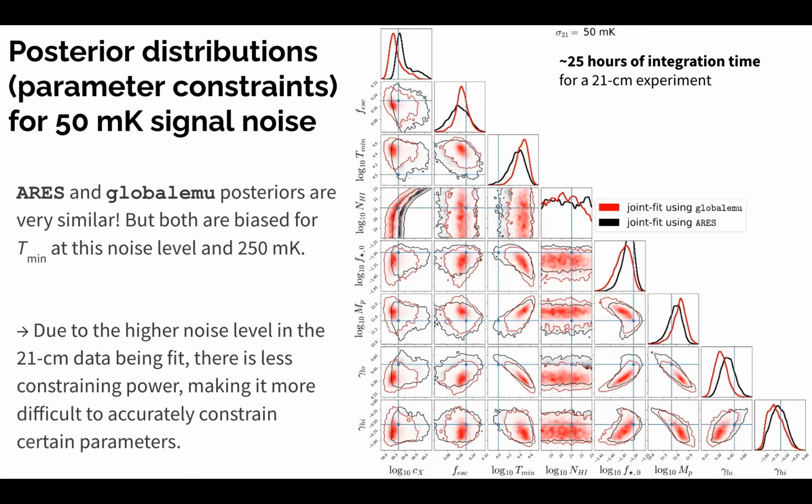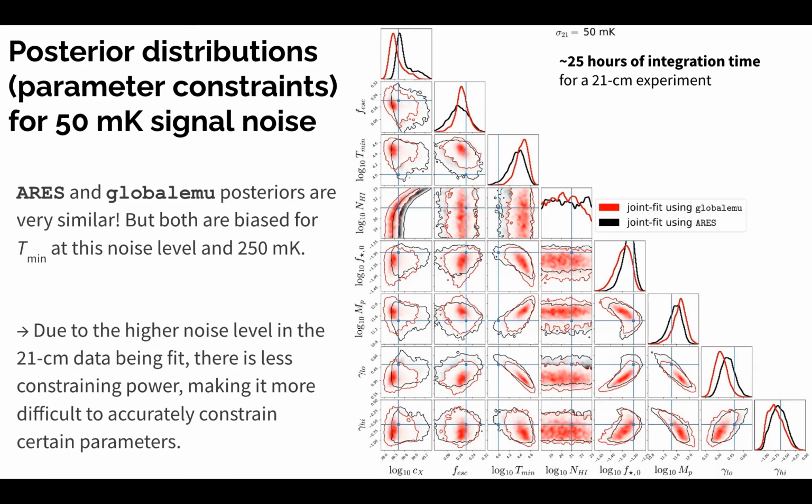So now we're looking at the posteriors when fitting a signal with a slightly higher noise level, so less integration time of a 21 centimeter experiment. This is also considered somewhat a standard to high noise level of a 21 centimeter signal. And now we can see that for a slightly higher noise level, Global Emu is even better able to represent the Aries parameter space. These posterior distributions are basically exactly the same with some minor differences. Aries and Global Emu both obtain pretty accurate constraints at this 50 millikelvin noise.